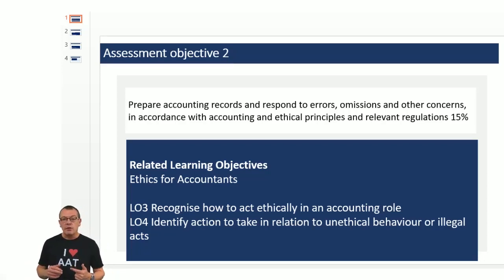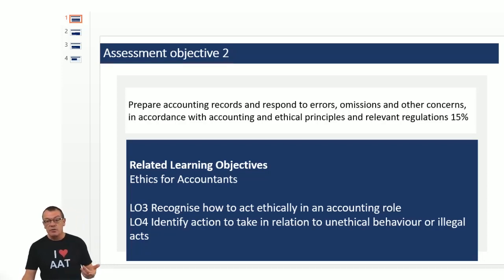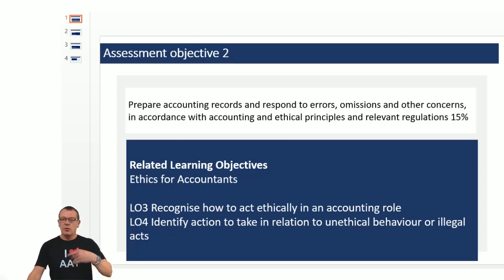Now, what is the examiner looking for? So let's take a look at what we need to know. Well, the first thing is, the first load of objectives have come from ethics for accountants. And what you need to know is you need to recognize how to act ethically in an accounting role. And you may well have come across this in the workplace already. And you may have been faced with this situation. If not, we need to be prepared for it. Also, to identify what sort of action to take in relation to unethical behaviour or illegal acts.